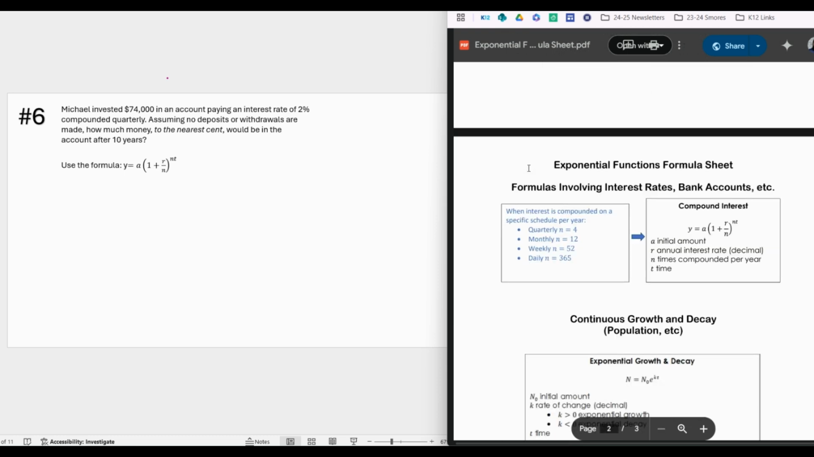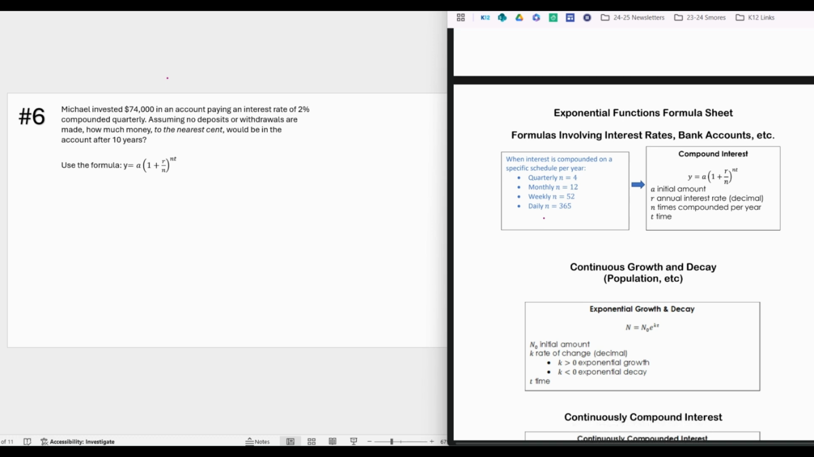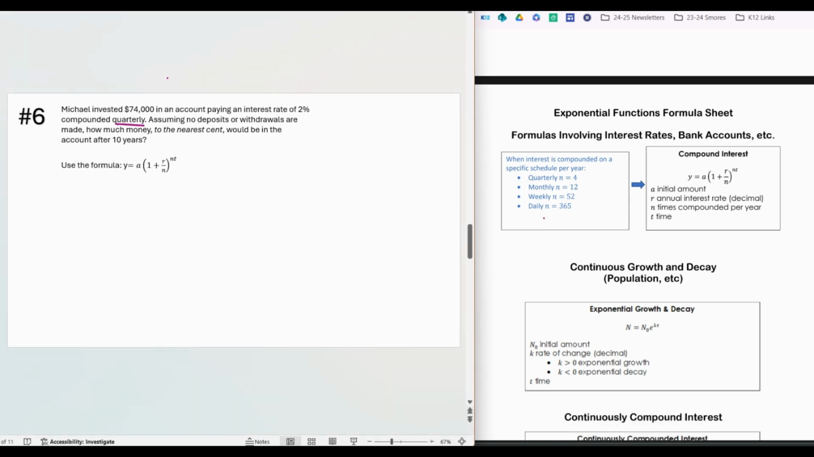We have compound interest, right? So compound interest means we have to use this formula. And remember, since it says compounded quarterly, that's going to tell us some information that we need. So A is the initial amount, right? So he starts off with $74,000. So A is going to be 74,000.